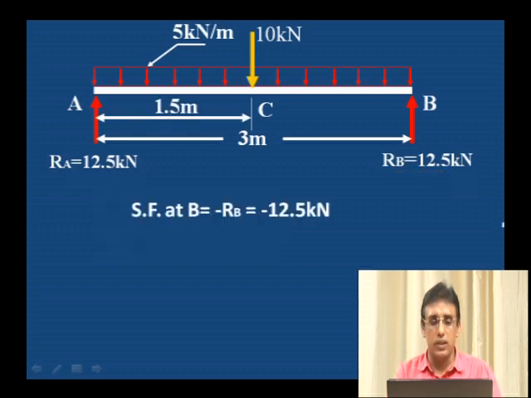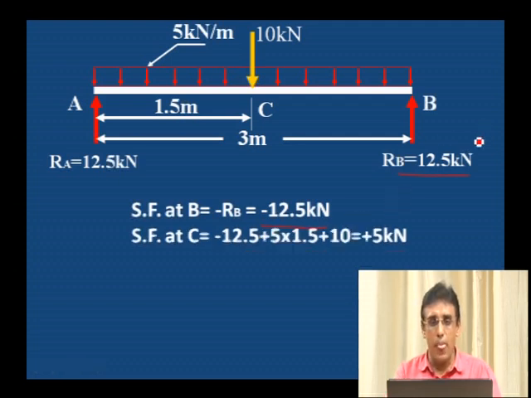To draw the shear force diagram, first the RB value is minus 12.5 kilonewton, that is upward, minus value. Then the shear force at C: the RB value is 12.5 plus, for half from C to B, whatever the uniformly distributed load is acting, that is 5 kilonewton per meter for a distance of 1.5. We have to take the right half of the portion because from the C right side, whatever load is there, that we have to consider. Therefore, 5 into 1.5 plus 10 kilonewton is acting at the C point. Therefore, shear force at C is equal to 5 kilonewton.